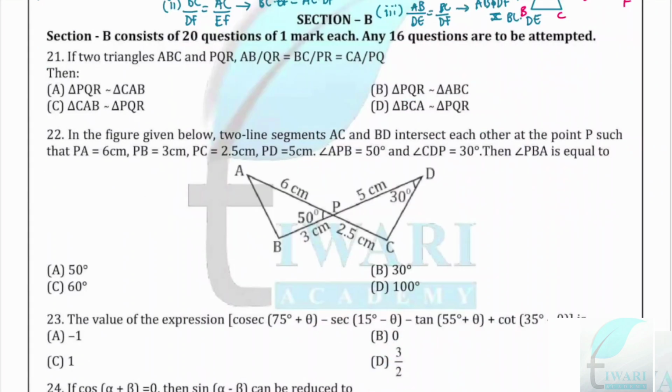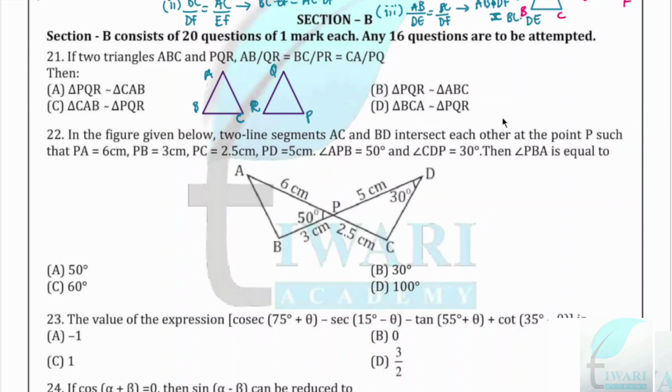So coming on to section B, question number 21. If two triangles ABC and PQR are such that AB by QR is equal to BC by PR, which is equal to CA by PQ. Let us draw two triangles here. Naming needs to be very careful. AB corresponds to QR, which is equal to BC. So BC will come here by PR. BC corresponds to PR, that is P should come here.